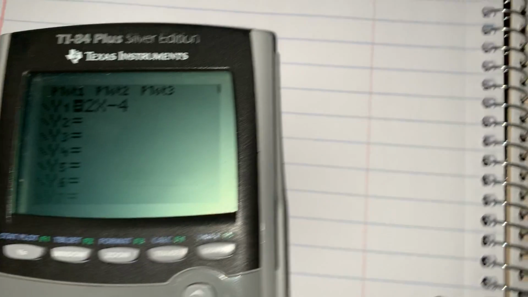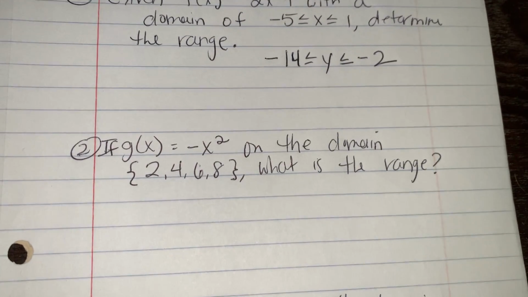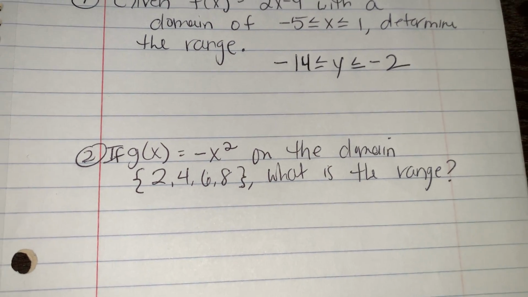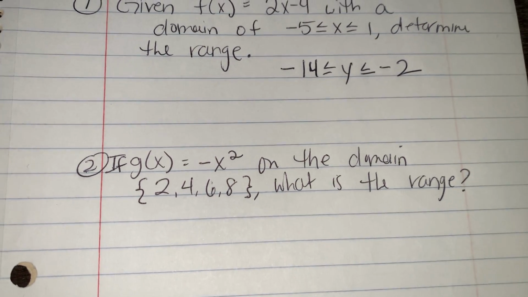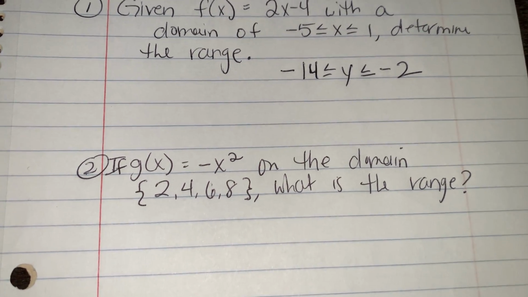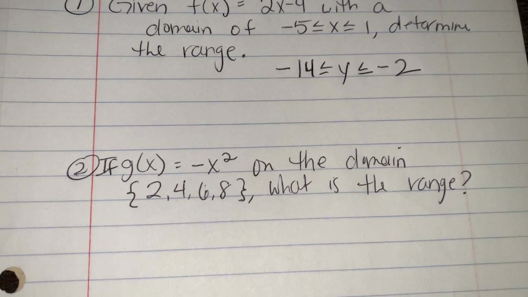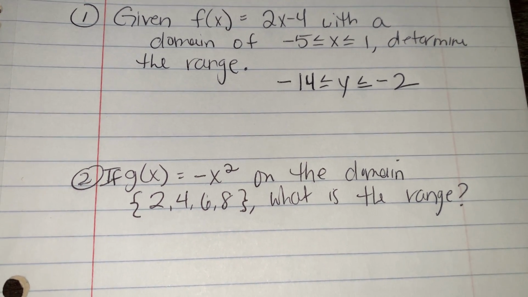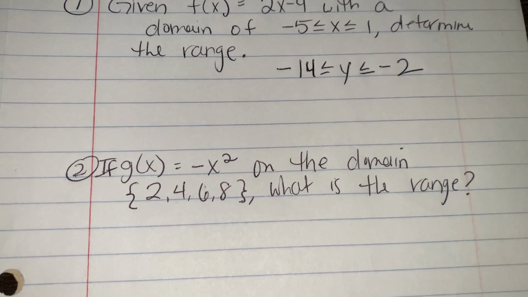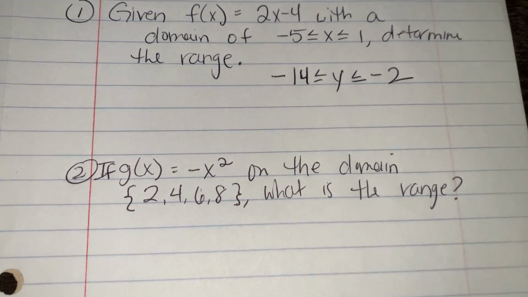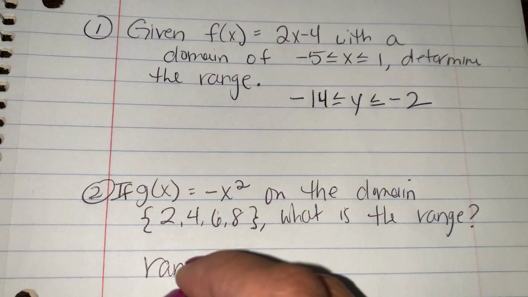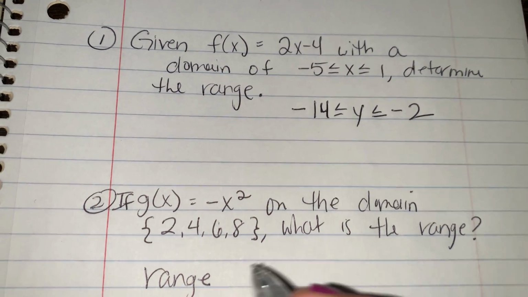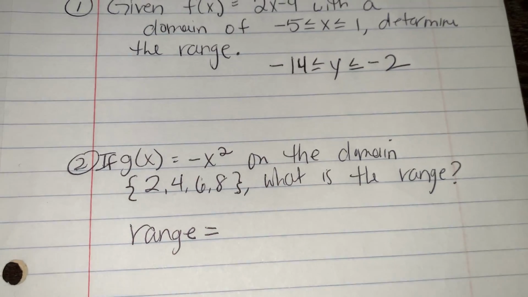So now let's look at number 2. If g of x is equal to -x squared on the domain 2, 4, 6, 8 specifically, what is the range? So now in this question, instead of having a starting and an ending point for our domain, we have specific values of 2, 4, 6, 8. That means that our range will also only have at most 4 values as well.